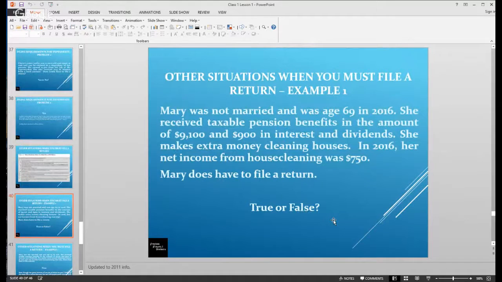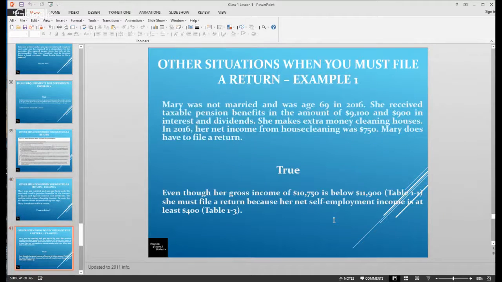Other situations when you must file a return. So we're going to look at a couple of examples. Mary was not married and was 69 in 2016. She received taxable pension benefits in the amount of $9,100 and $900 in interest and dividends. She also makes some extra money cleaning houses. In 2016, her net income from house cleaning was $750. Mary does not have to file a return. True or false? This is going to be true.